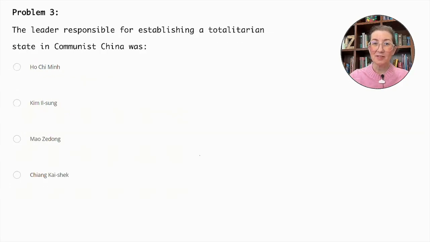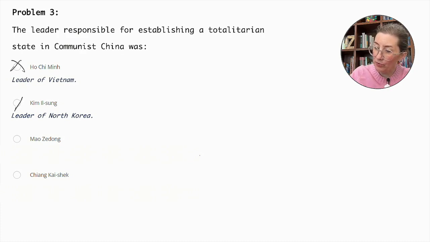Problem number 3. The leader responsible for establishing a totalitarian state in communist China was Ho Chi Minh, Kim Il-sung, Mao Zedong, or Chiang Kai-shek. The leader responsible for establishing a totalitarian state in communist China was not Ho Chi Minh, Kim Il-sung, or Chiang Kai-shek. Ho Chi Minh was the revolutionary leader of Vietnam, Kim Il-sung was the leader of North Korea, and neither played a role in the establishment of the communist regime in China. So we can eliminate both of those.